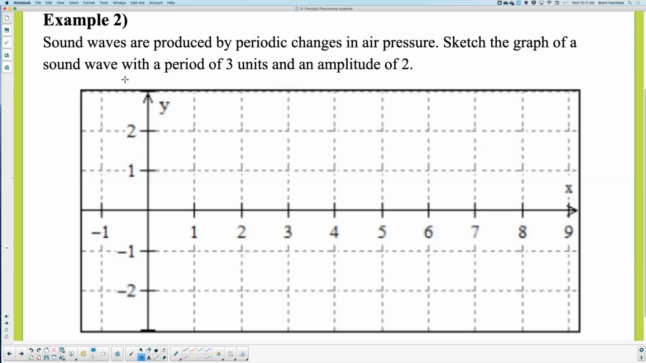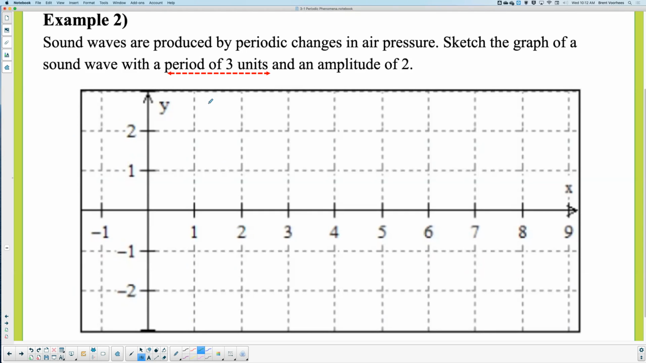So it says sketch a sound wave with a period of 3 units and an amplitude of 2. Now it doesn't give us any other information than that. So we're gonna kind of pick our wave here. I'm gonna start with what's gonna be a cosine wave. Y'all don't know why it's cosine. I'm gonna get to that next class, but it says sketch a graph of a sound wave with a period of 3 units. What does that mean? Period of 3 units. So the max and min is equal to 3.